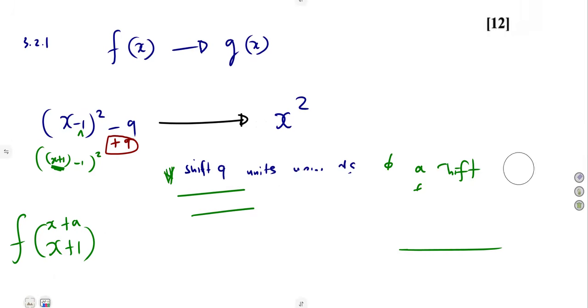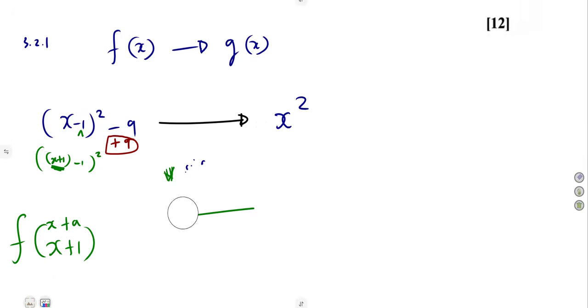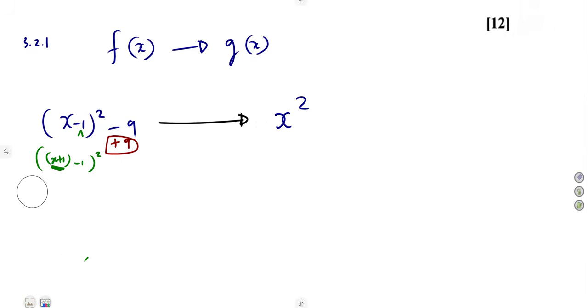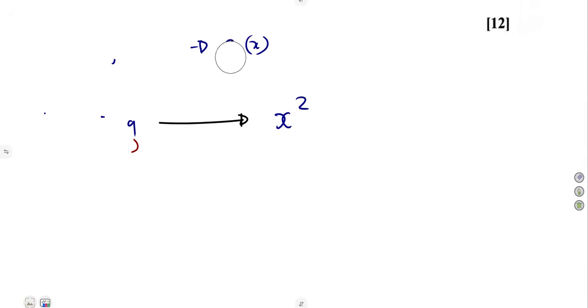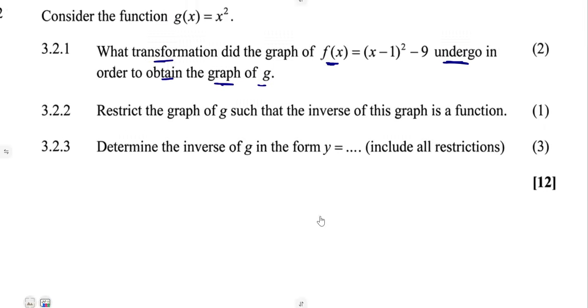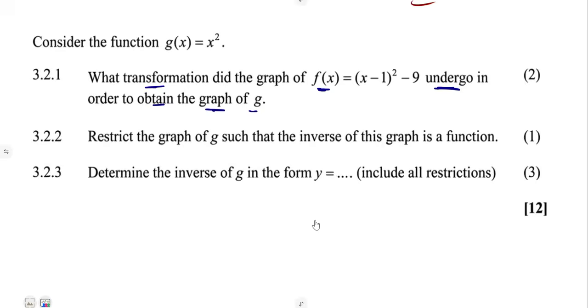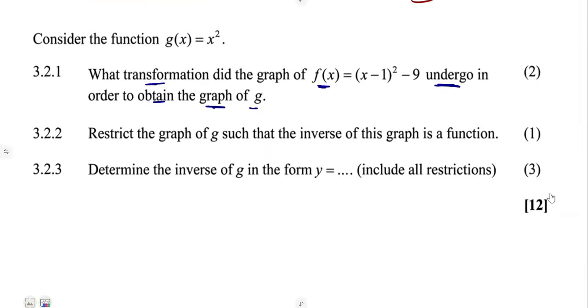All right, let's figure out the other part of our question. You just have to be careful, guys, when answering these questions. As you can see, it will be a little bit direct, and with revision. All mathematics is about revision, guys. Maths is all about revision. Restrict the graph of G such that the inverse of this graph is a function. All right, the graph of G is this one.